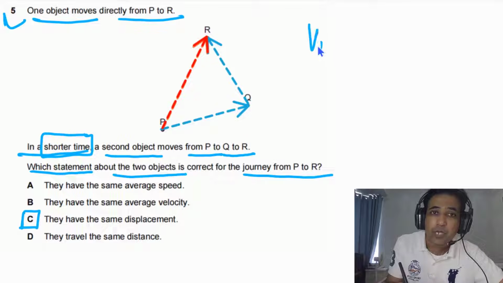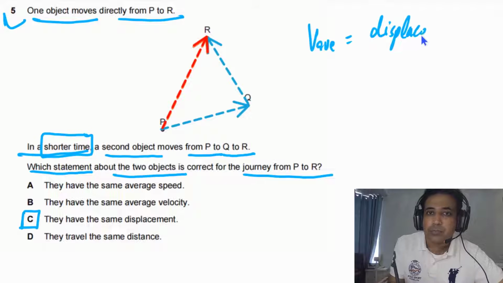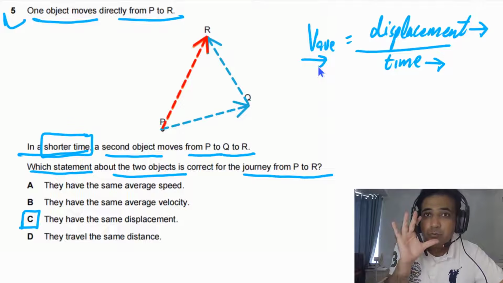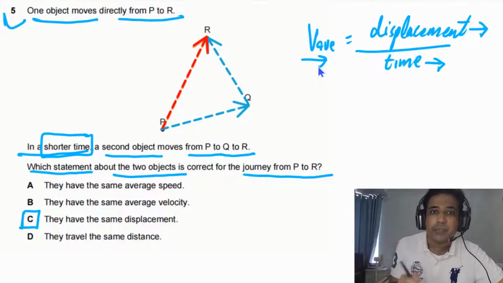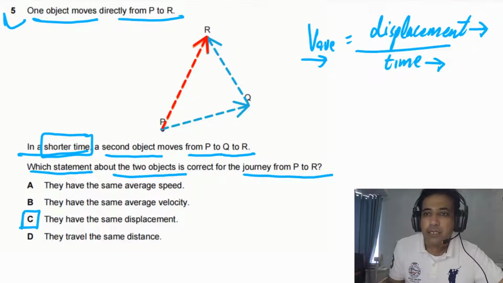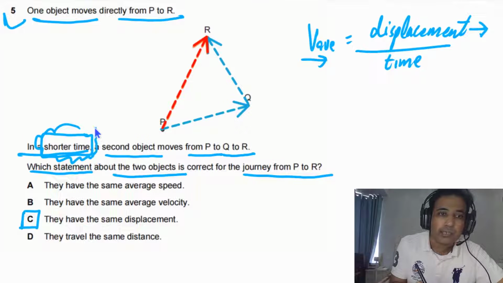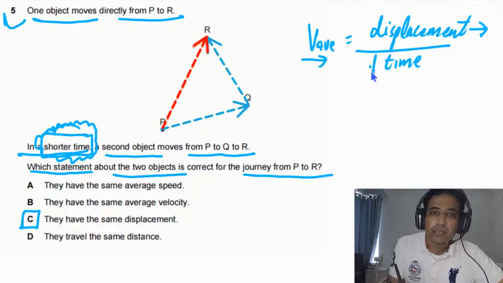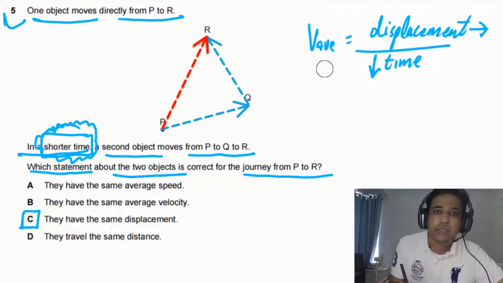So the average velocity, also an important concept. This is displacement over time taken. If they have the same time and the same displacement, then this quantity is the same. If they have the same time, the average velocity also will be the same, but the average speed will be different. But in this case, the time is not the same because it is given to us as a shorter time. So these two objects do not have the same time. So the average velocity is not the same because for the second object the time is shorter. So the second object has higher average velocity.